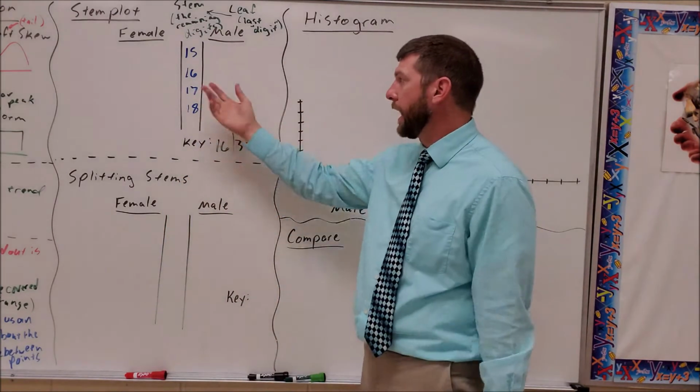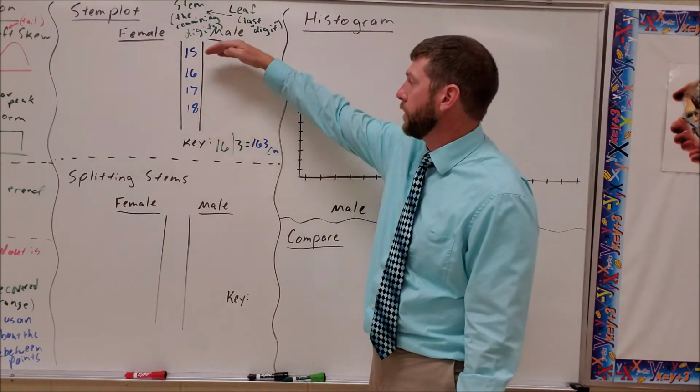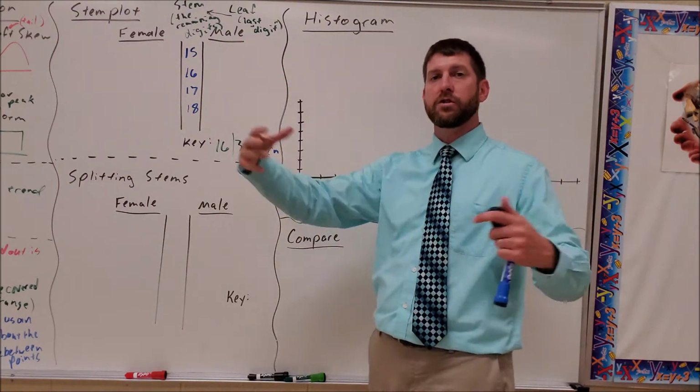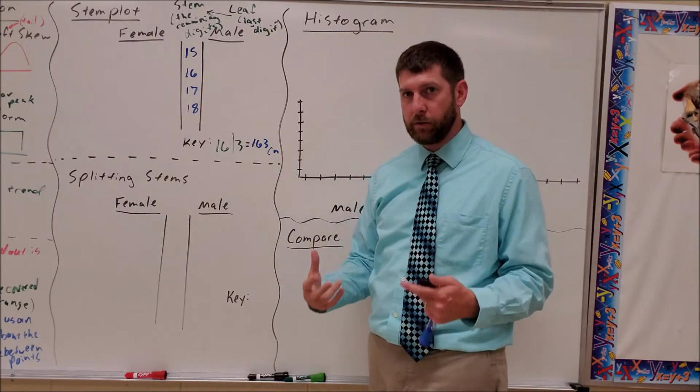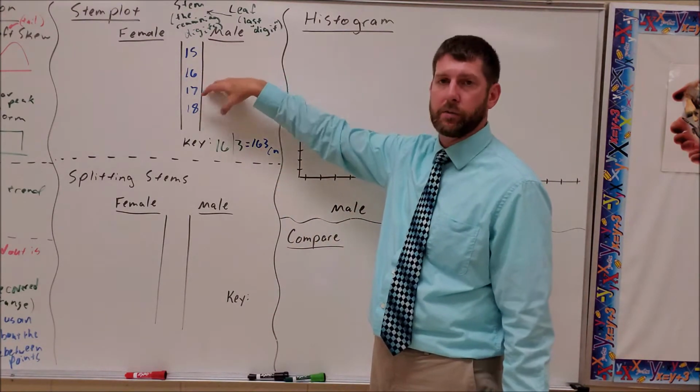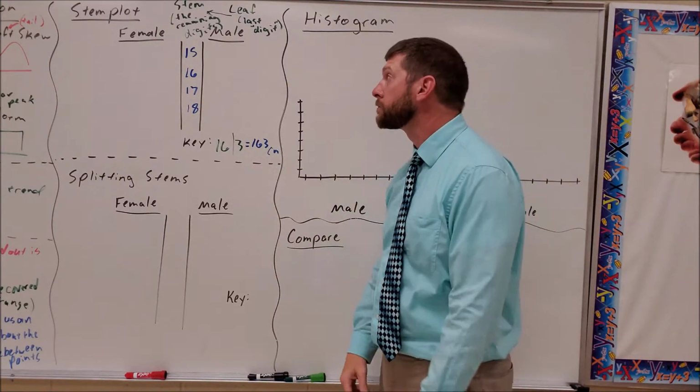Now, what if we didn't have anybody in the 17s? What if we had the 150s, 160s, 180s? It's a number line. You can't have a jump or a gap in a number line and get a really good picture. So we would put the 17 there and we just wouldn't fill anything in on that row.